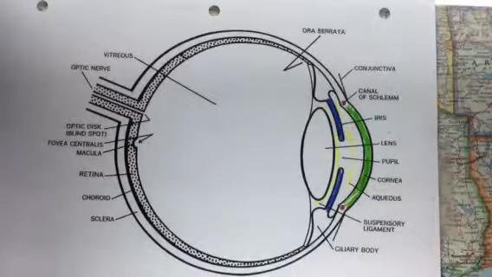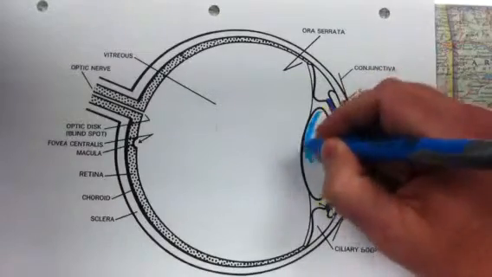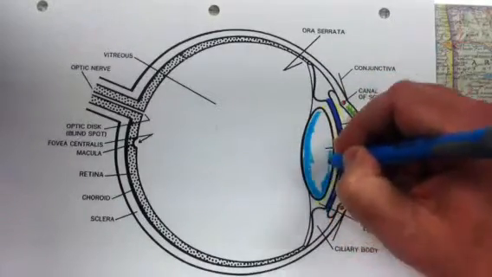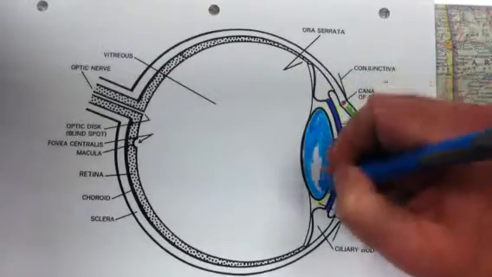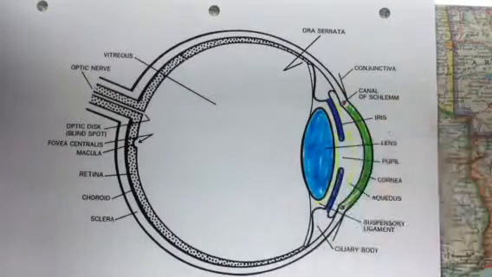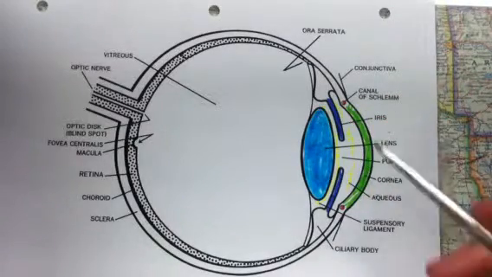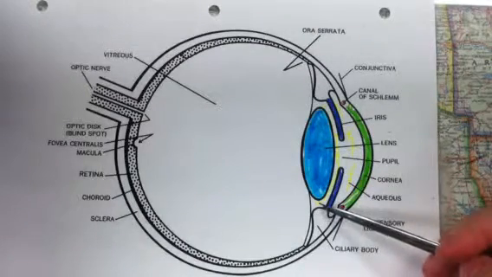Okay, now let's move into the posterior chamber of the eye. Now, within the posterior chamber of the eye, we have the main structure, which is the lens, and a nice little blue color for you. Now, the lens is a transparent structure in the eye that focuses light on the retina. The lens is located behind the iris, and the lens does not have a blood supply, and so it receives all its nourishment from the aqueous humor.